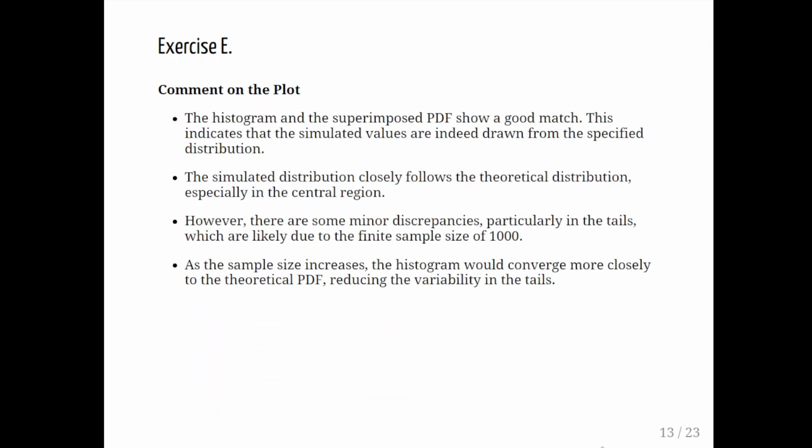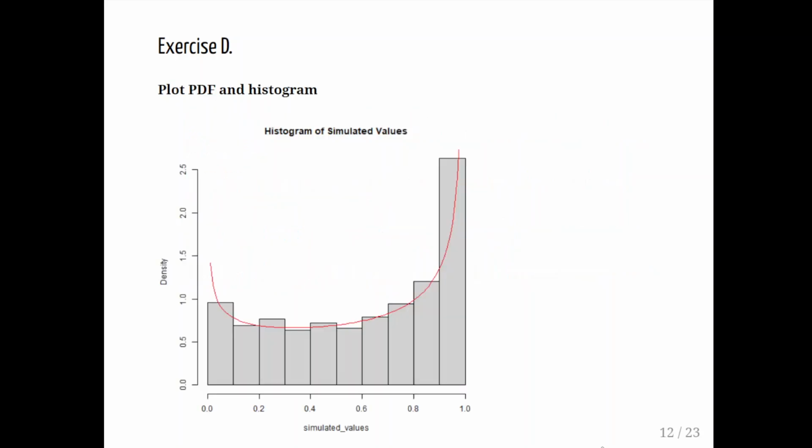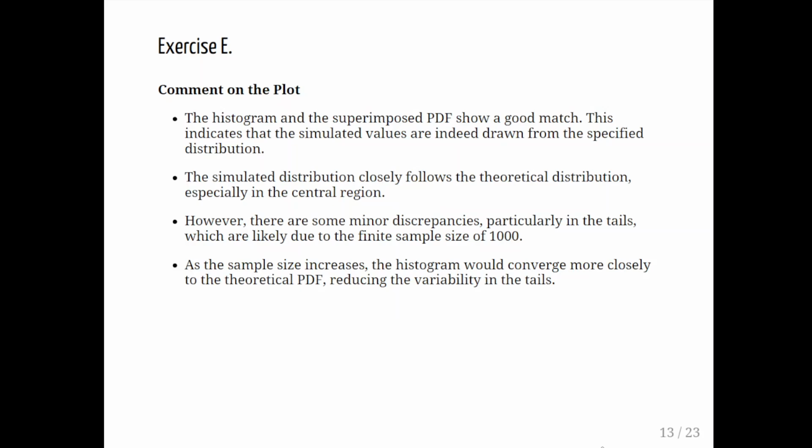Comment on the plot. This is just a comment on the previous plot. The histogram and the superimposed PDF show a good match. Yes, they do. This indicates that the simulated values are indeed drawn from the specified distribution. Pretty much seems they are. The simulated distribution follows the theoretical distribution, especially in the central region. Let's go back and have a look. Yep, that's pretty good. However, there are some minor discrepancies, particularly in the tails, which is likely due to the finite sample size of 1000.